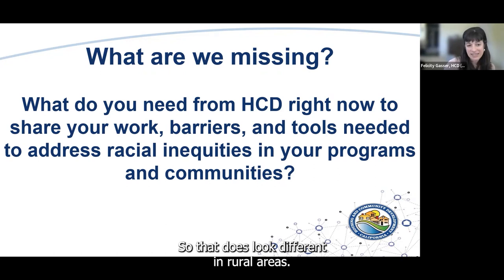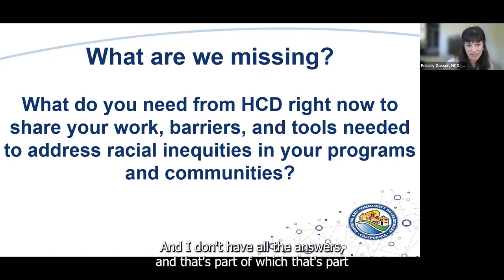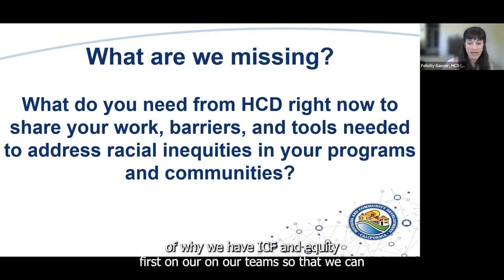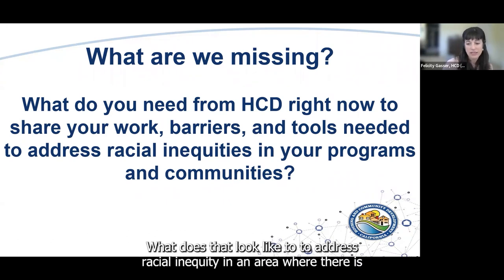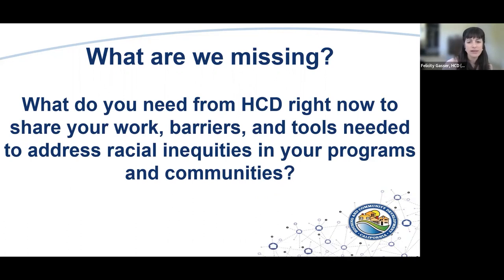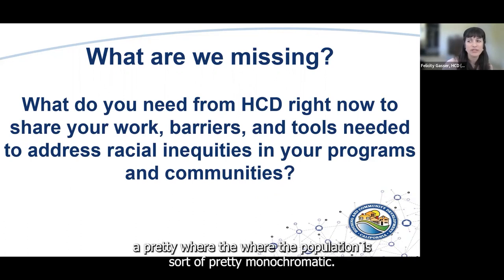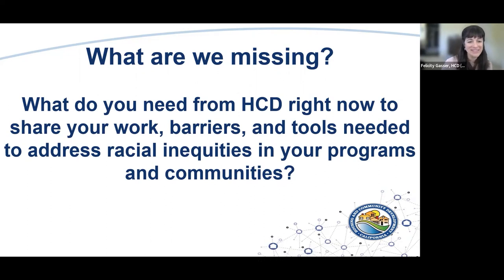So that does look different in rural areas, and I don't have all the answers, and that's part of why we have ICF and Equity First on our team, so we can really learn what that looks like. What does that look like to address racial inequity in an area where the population is sort of pretty monochromatic?